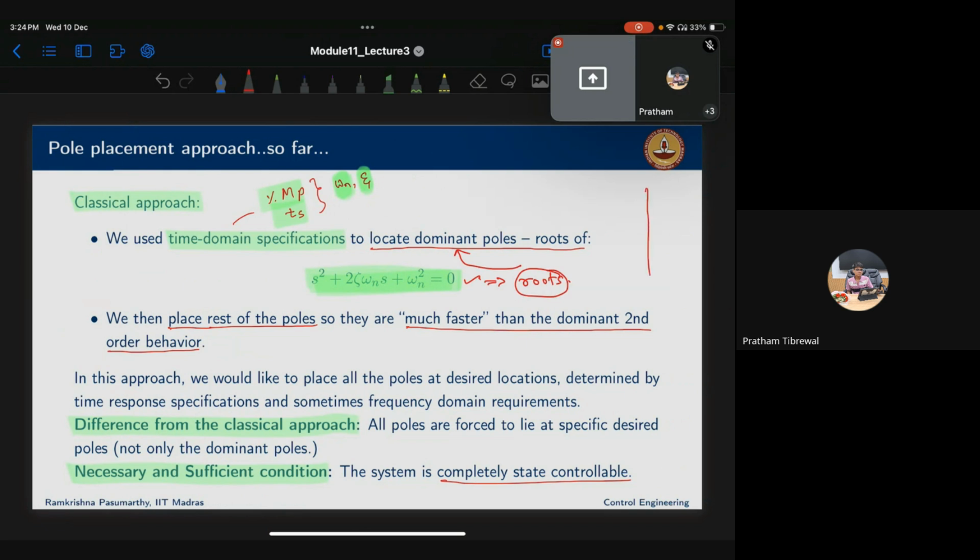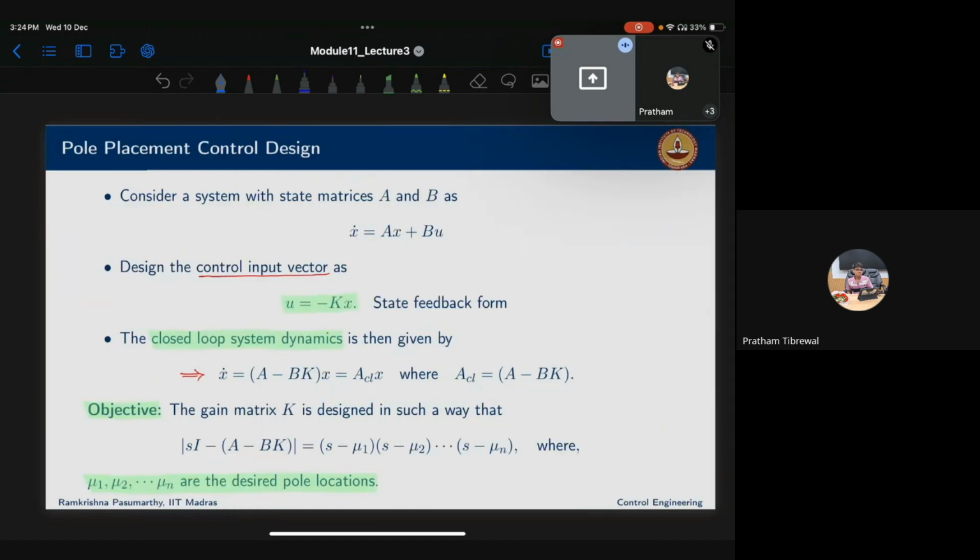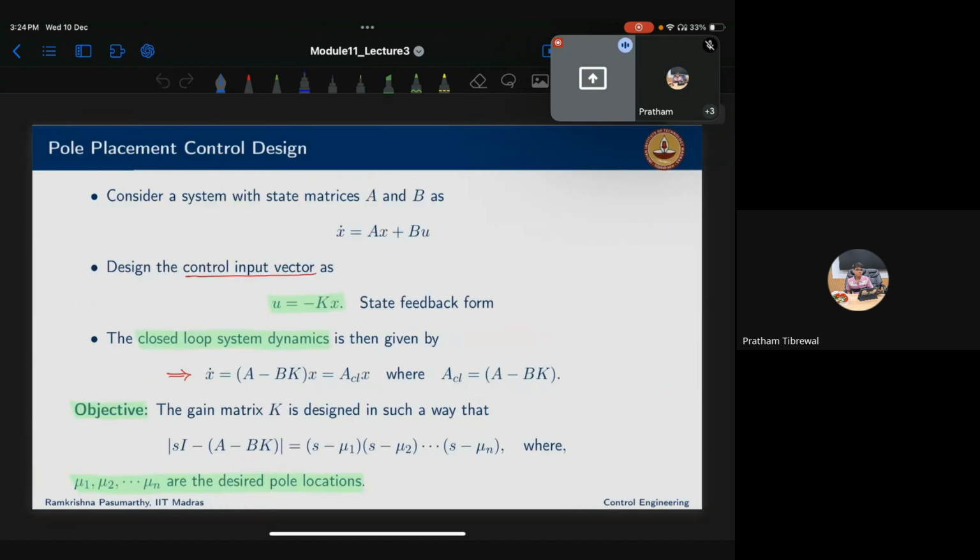Once we know the dominant poles, we can place the rest of the poles. If the dominant poles are here, we can place the rest of the poles on this side, somewhere here, so that they move much faster than these dominant poles. Is that clear? That's what we have followed previously, the classical approach. Now here what we do is a little different. Let's see what exactly this pole placement control design technique is.